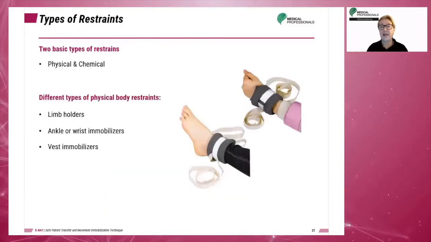There are two basic types of restraints. Physical restraints hold the part in place using physical means. Chemical restraints use drugs to incapacitate the patient and prevent movement. Three common physical body restraints are the limb holders, ankle or wrist immobilizers, and vest immobilizers. Limb holders are applied to the extremities. Ankle or wrist holders are applied to the ankle and the wrist respectively, and vest immobilizers are applied to the torso.